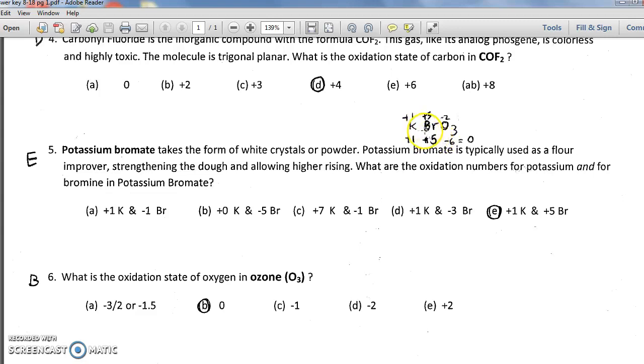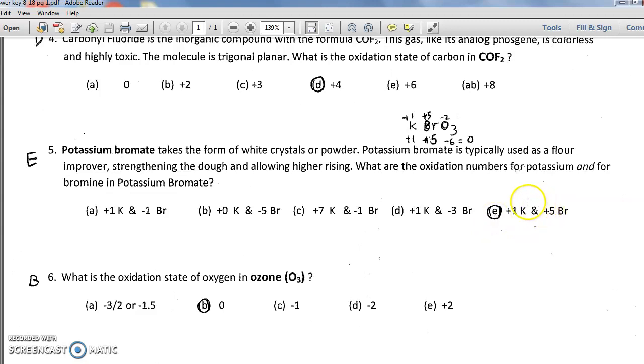The total charge of KBrO3 is neutral at 0. Although the bromate is 1- and the potassium is 1+, they have actual charges. Overall, the compound is 0. That means the bromine must be +5, because +1 and +5 is +6, and -6 makes 0. So the bromine is +5, the potassium's +1, and our answer would be E.